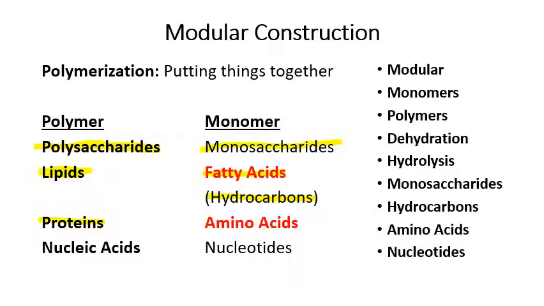Proteins are large macromolecules that are put together one building block at a time, and those building blocks are referred to as amino acids. And finally, nucleic acids, the things that our genes are made out of, are built by putting together monomers called nucleotides.